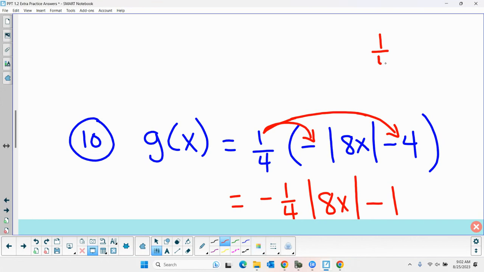Remember, that's what's happening. So 1 times -4 is -4. 4 times 1 is 4. -4 divided by -4. I'm sorry, -4 divided by +4. That's how you get that -1.